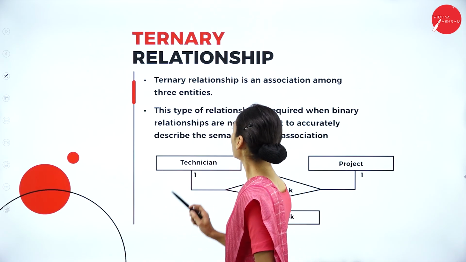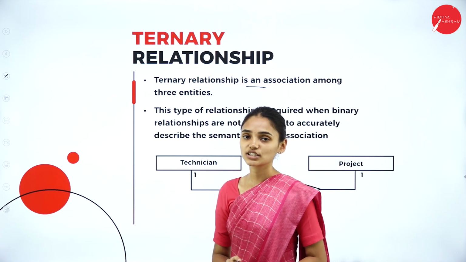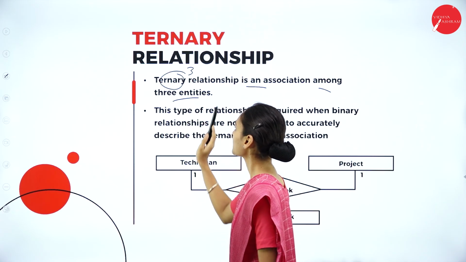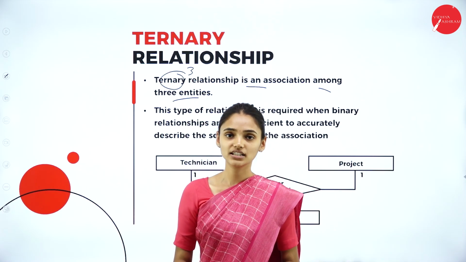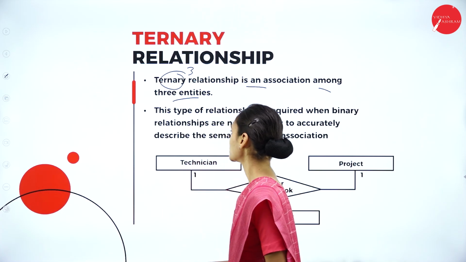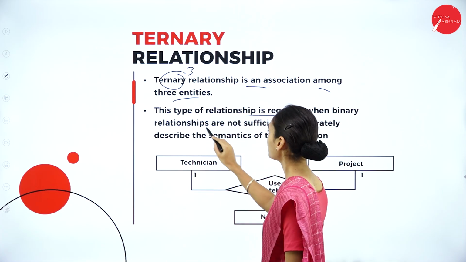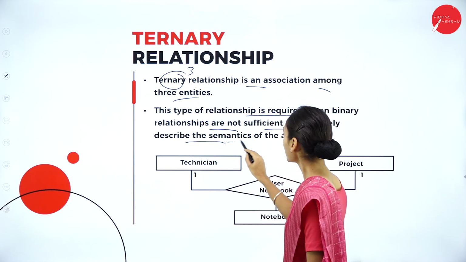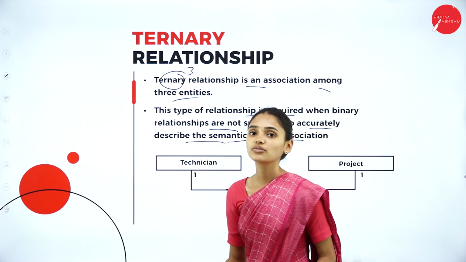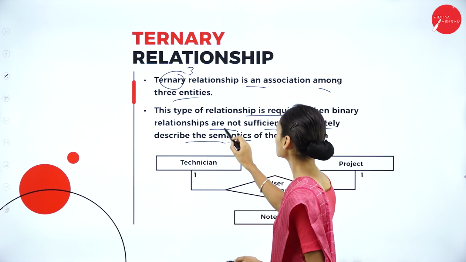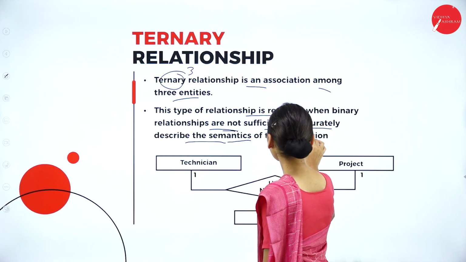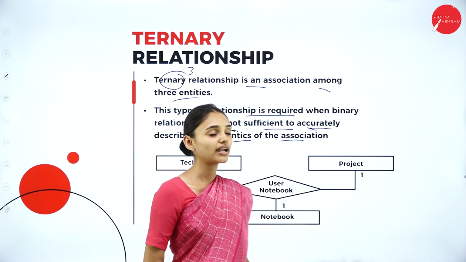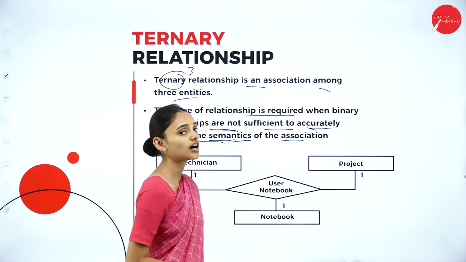Next is ternary. So ternary relationship is an association among three entities. Ternary means three. When three entities are participating in a relation is called ternary relationship. This type of relation is required when binary relationships are not sufficient to accurately describe the semantics of the association. So it is basically used when the binary relationships are not sufficiently accurate, and it describes the semantics of the association.